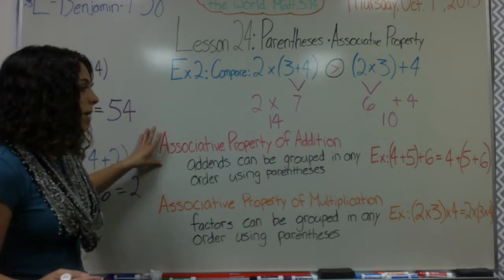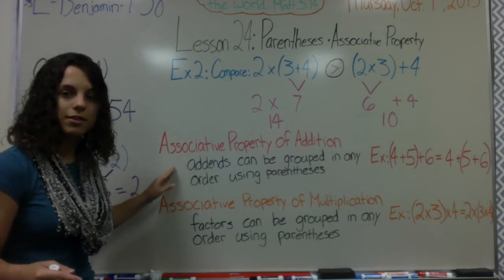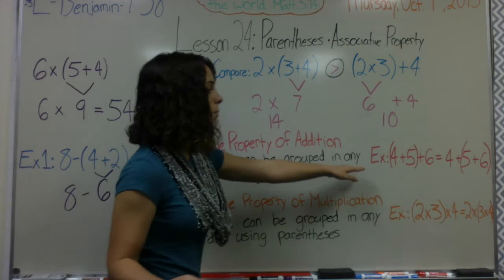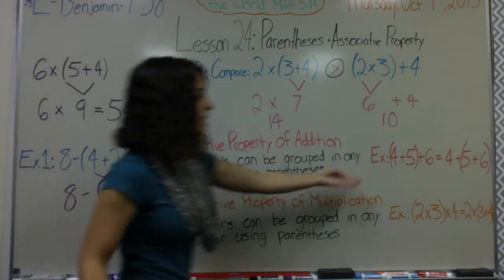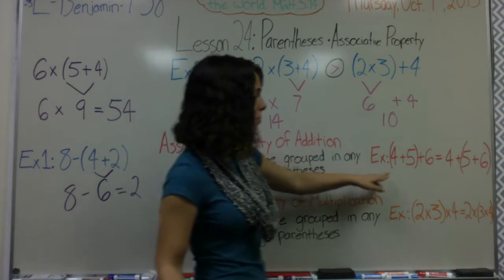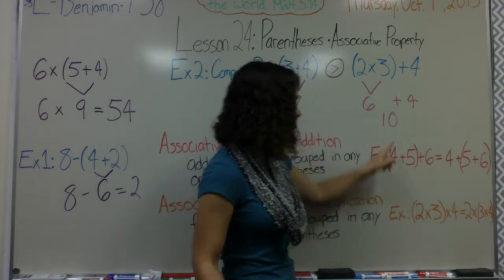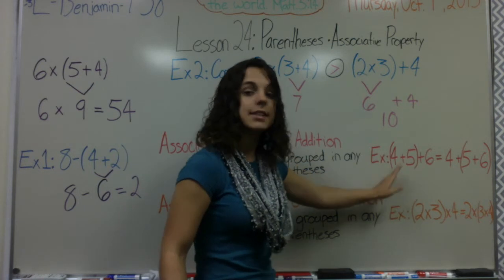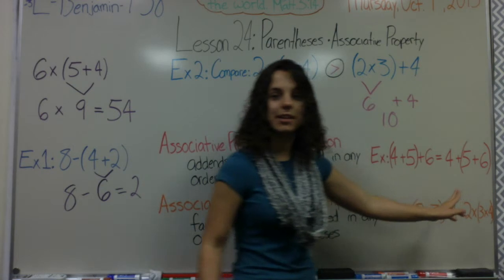So associative property of addition says that addends can be grouped in any order using parentheses. Here's the example, and I want you to actually write all of this down. So write down the definition and write down this example. Example, we have 4 plus 5 plus 6 is equal to, my parentheses around the 4 and 5, is equal to 4 plus 5 plus 6 with the parentheses around 5 and 6.